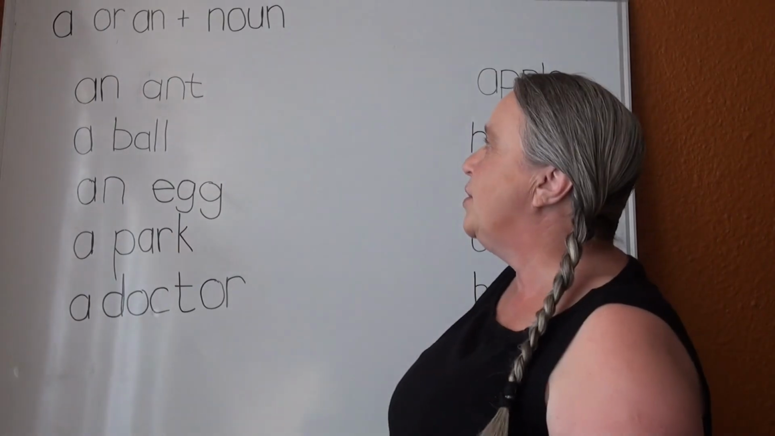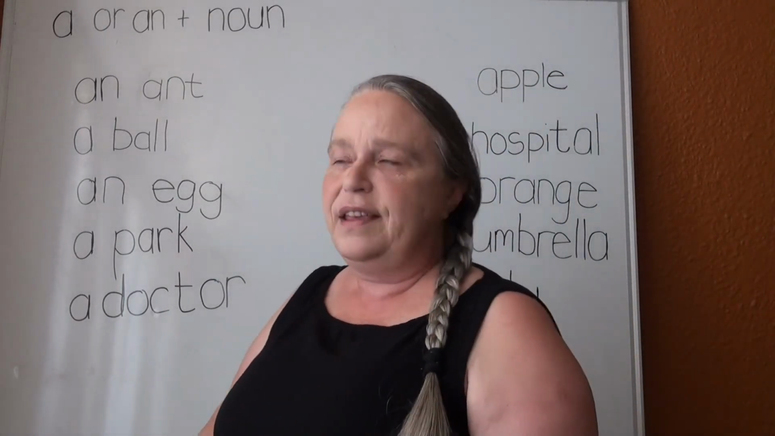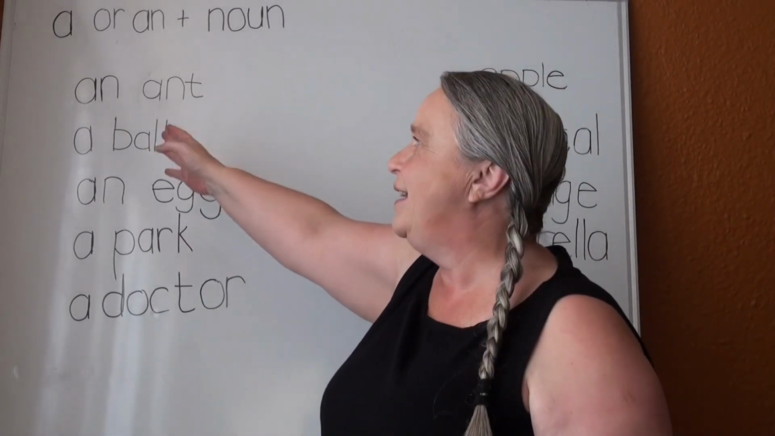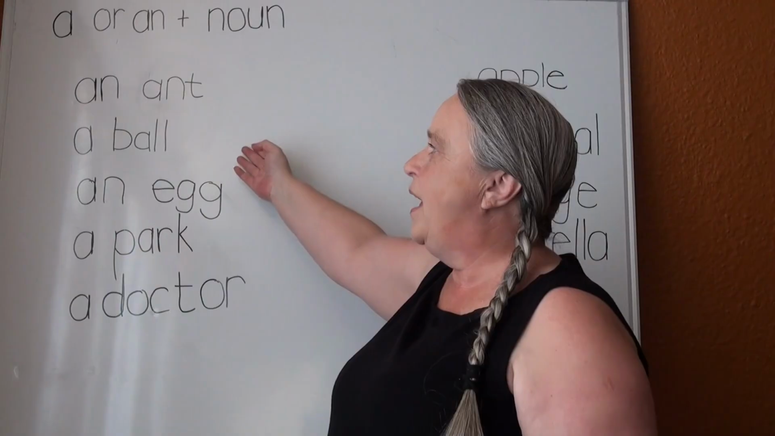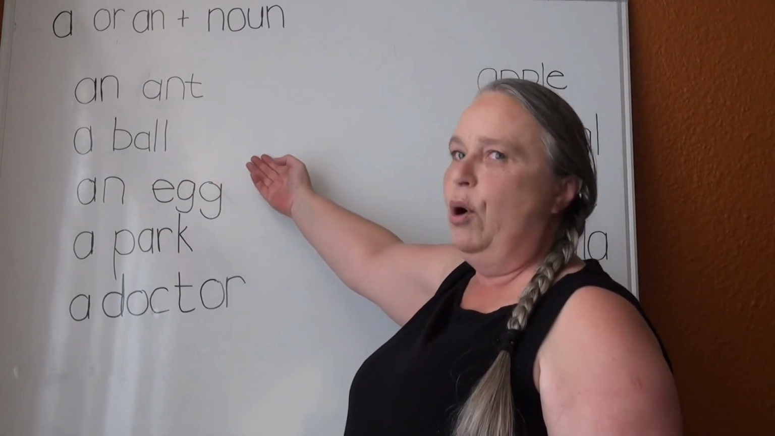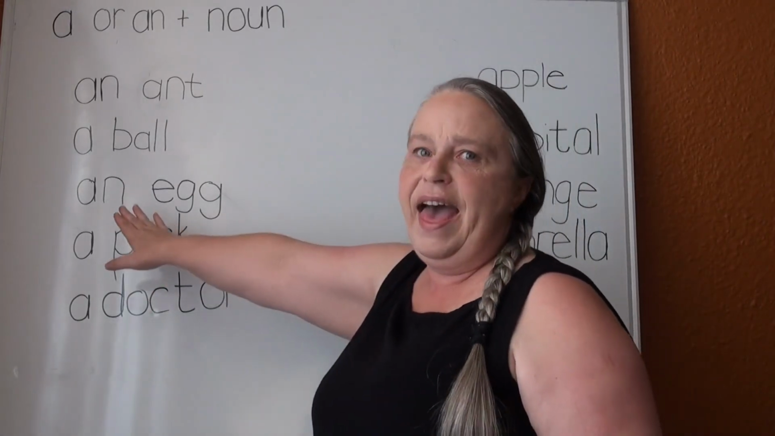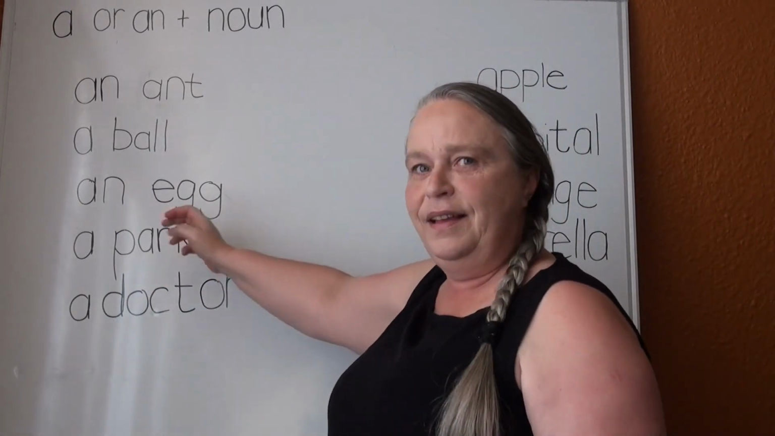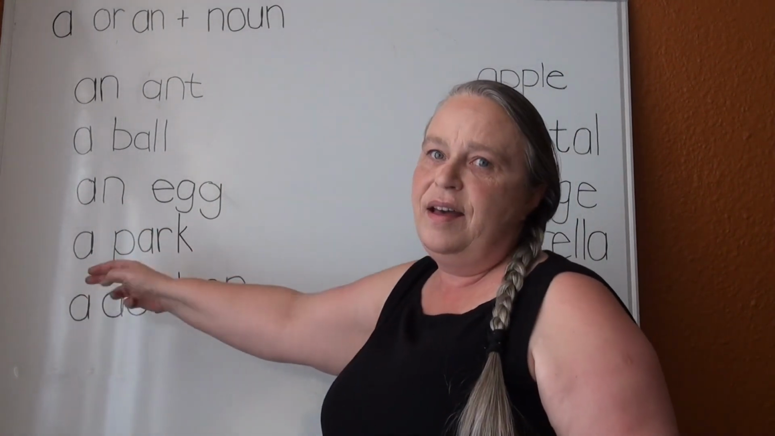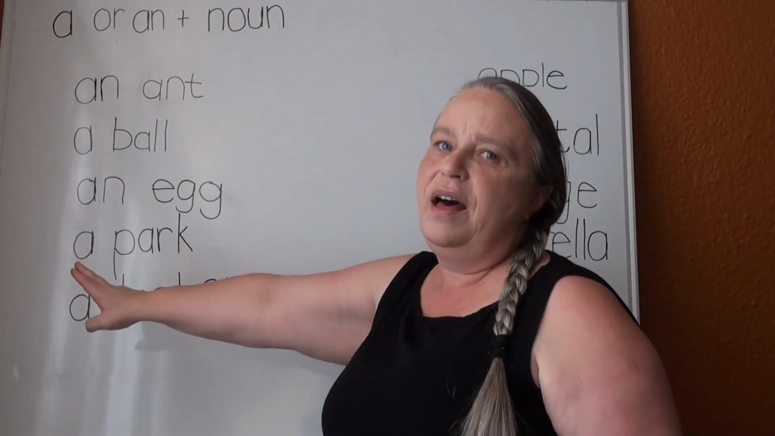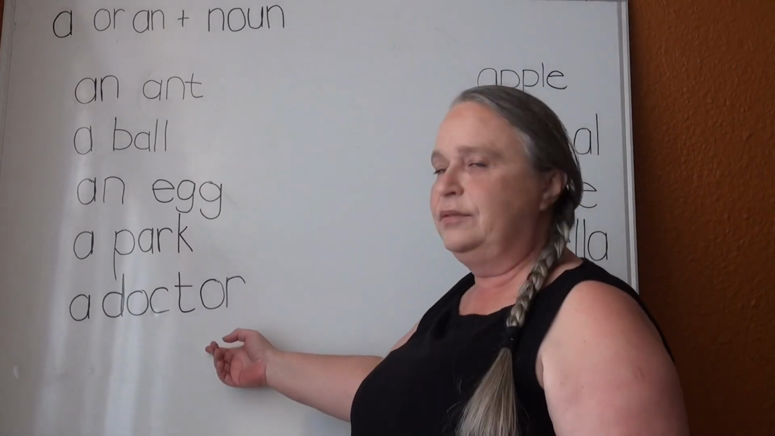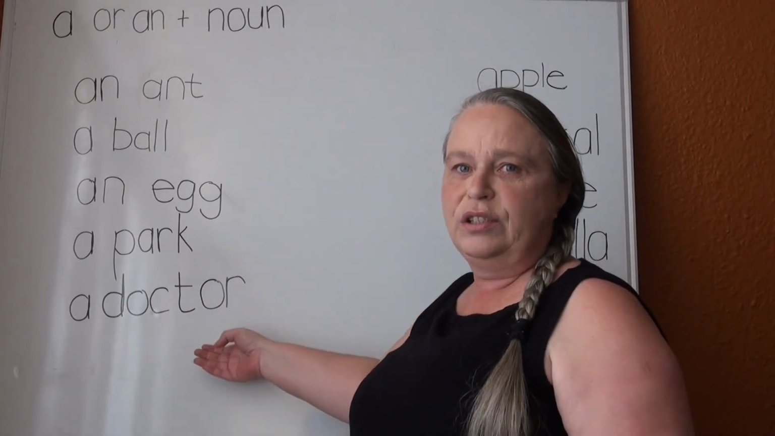So let's take a look at those nouns and a and an again. An ant. A ball. An egg. A park. A doctor.